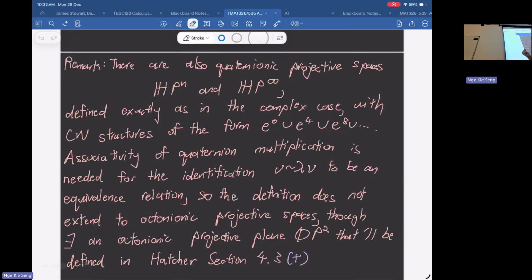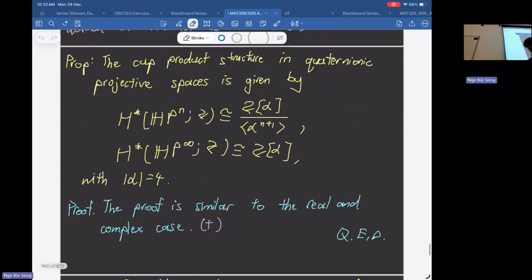Right, so we have RP^n, we have CP^n, then we can go to quaternions, and then you can go to octonions. Quaternion is four-dimensional, instead of even, and octonion will be eight-dimensional, if not wrong.